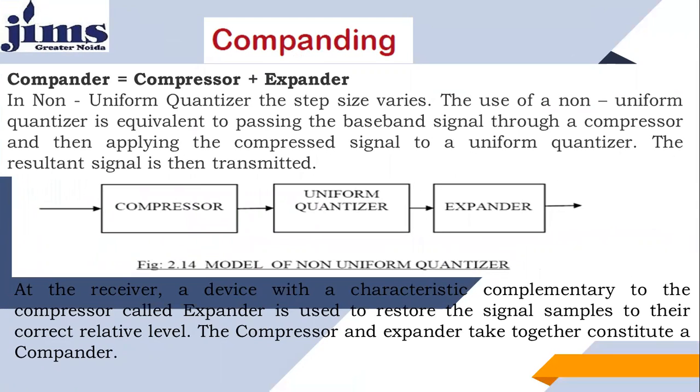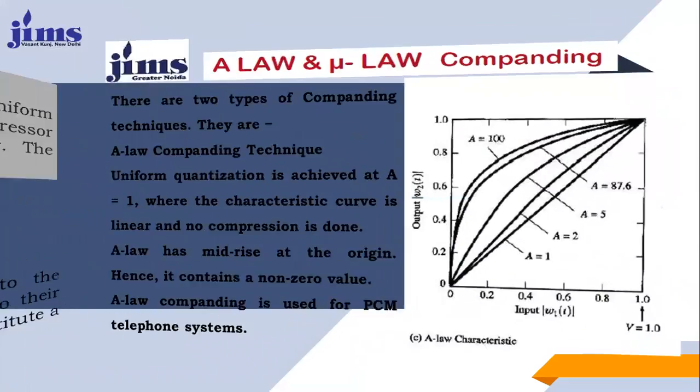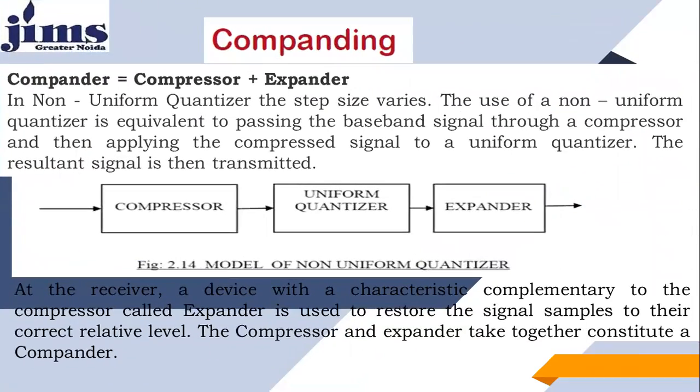Compressor is a component that does compression. The expander is a device that does expansion at the receiver. So compander is a combination of compressor and expander. So in non-uniform quantization, the step size varies. So what we have to do, we have to vary the step size, right? So this is the form of non-uniform quantization. In non-uniform quantization, the step size varies.